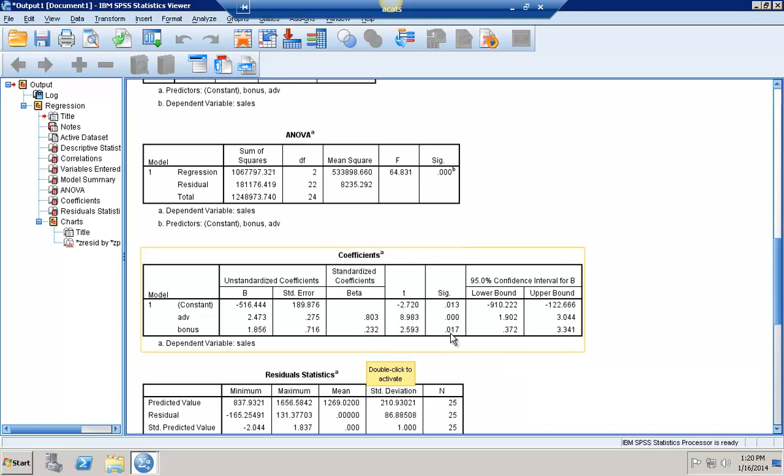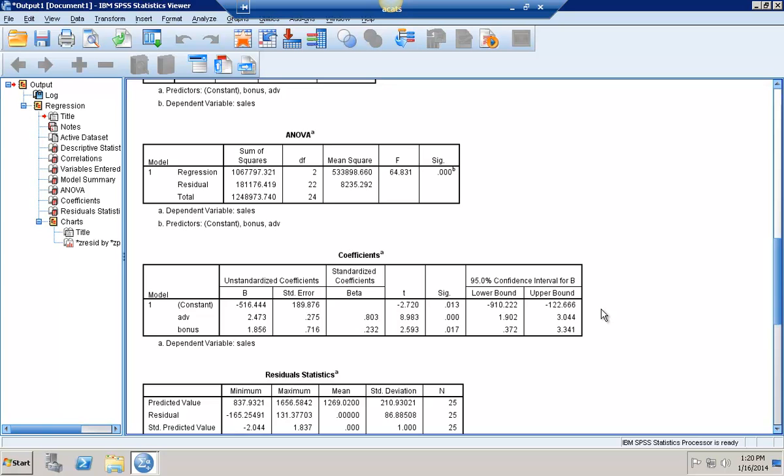And then similar hypothesis, H0: beta bonus equals 0. Significance, or my p-value, is 0.017. So again, I'm going to reject H0, and I'm 95% confident that bonus does have a statistically significant impact on sales. And then I can go over to my confidence intervals there. And this gives me the 95% confidence interval impact of that beta.